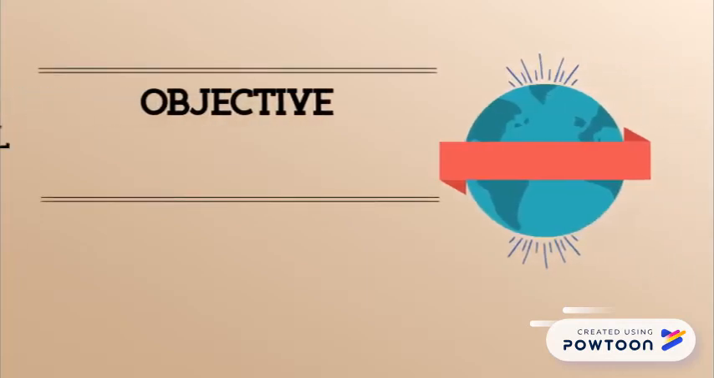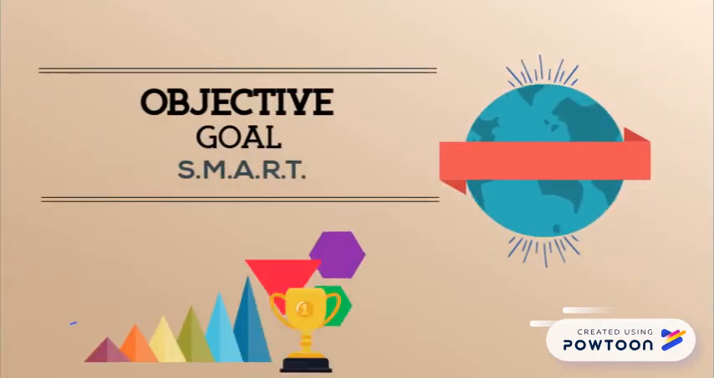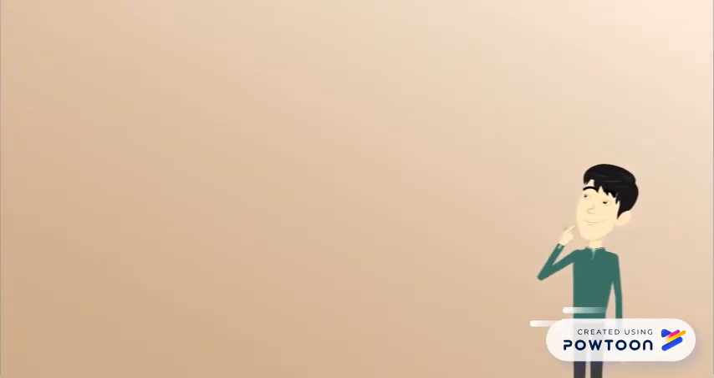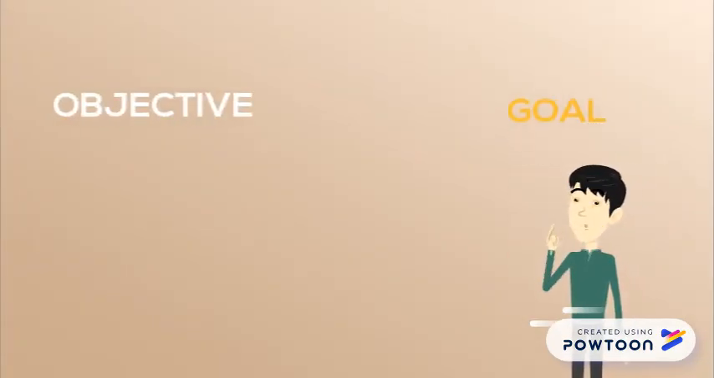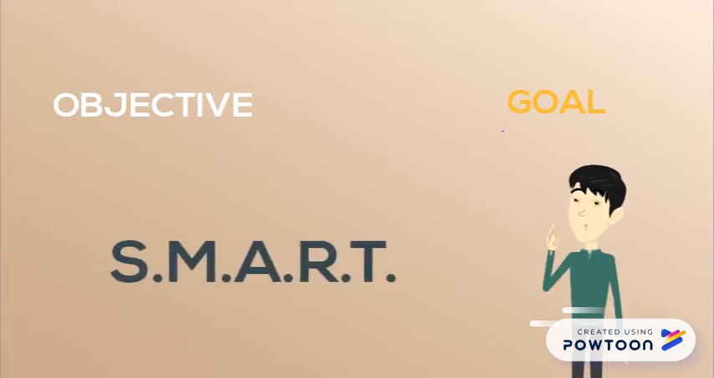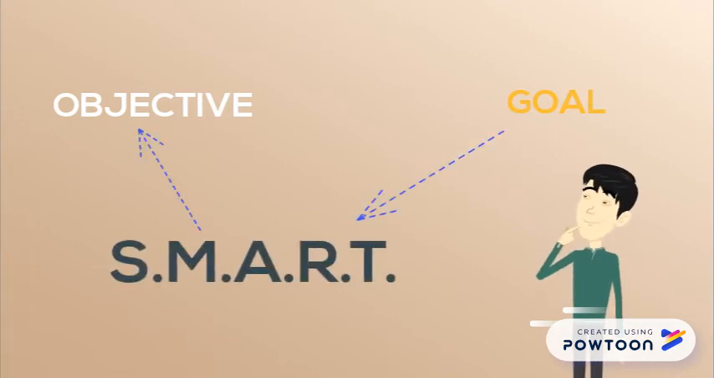Today's topic is about objective, goal, and the SMART criteria. This lesson will help us to understand the difference of objective and goal, and setting your goal into a SMART criteria which will become our objective upon reaching a certain goal.